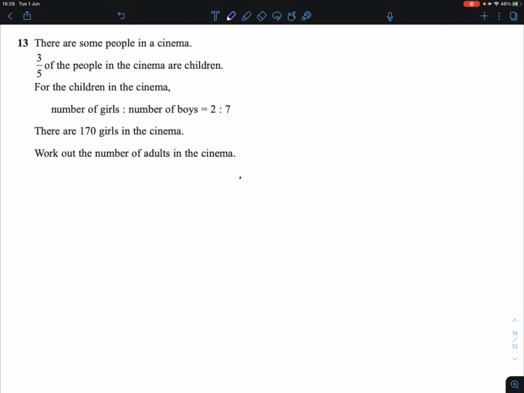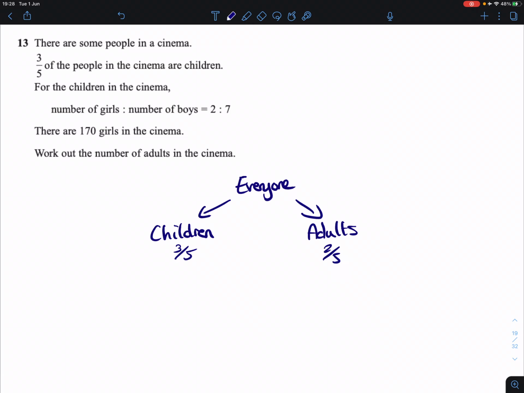So we have everyone that's in the cinema, and we split them up into children and adults. 3/5 are children, which means that 2/5 are adults. We could also write that in the ratio 3:2 if we want.